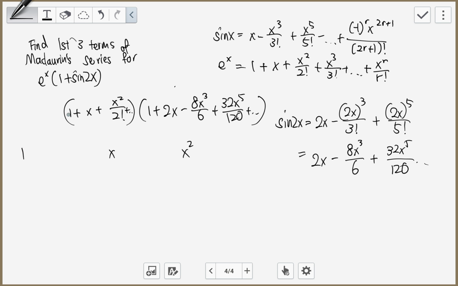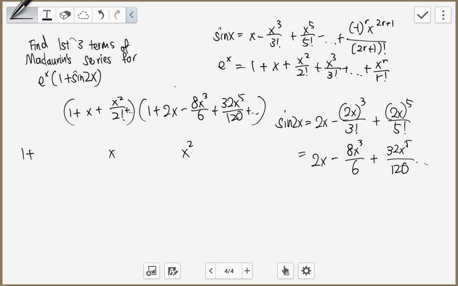So which will give us the 1: 1 times 1 gives us 1. Is there any other term that will give us a constant? No, because x times 2x is already 2x squared, and 1 times 2x will give us 2x. So there's no way to get another constant. This is our only constant.